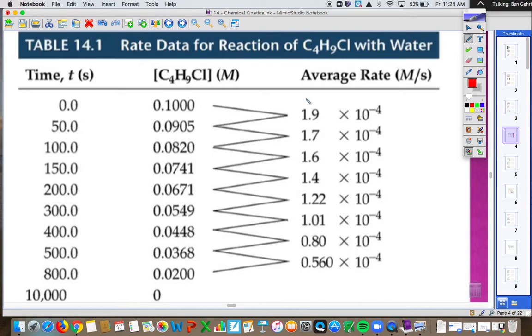The table shows this all the way down until eventually all of it has reacted and you no longer have your initial reactant. You don't have your 1-chlorobutane anymore. That was after, in this case, 10,000 seconds, so it took a very long time to get to that point.